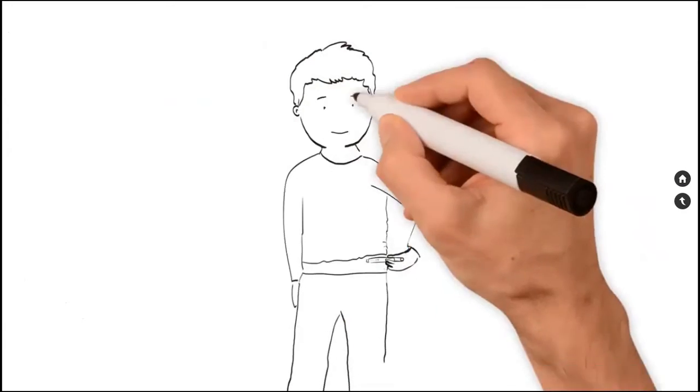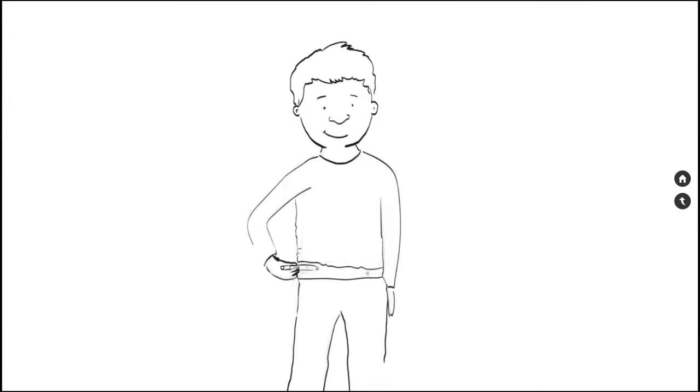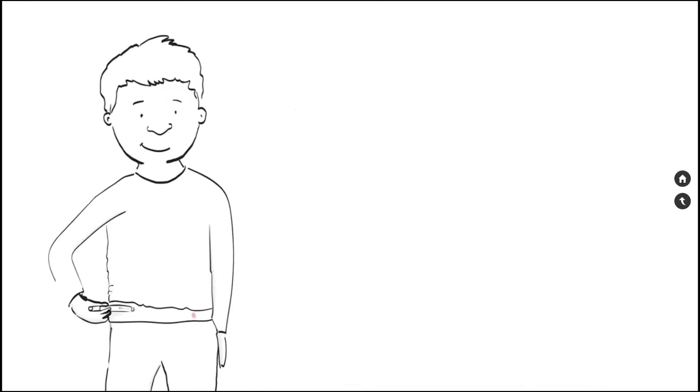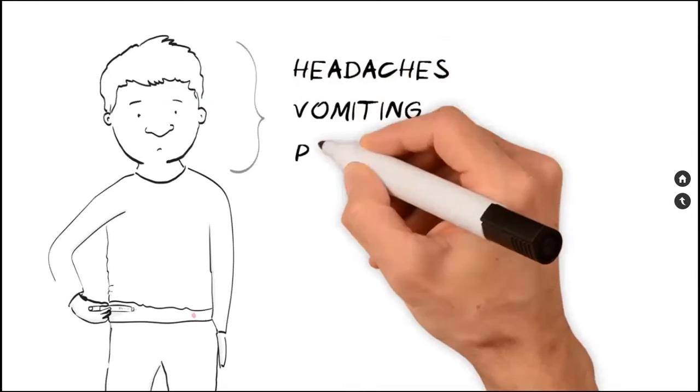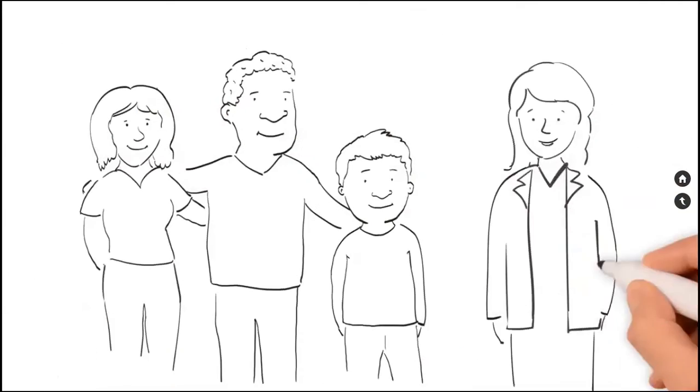There are usually no side effects, although sometimes there might be a small skin reaction at the injection site, which can be treated by moving the injection site. Very rarely, children might suffer headaches, vomiting, or problems with eyesight, which can be stopped by reducing the dose. It is important for any side effects to be reported to your doctor.